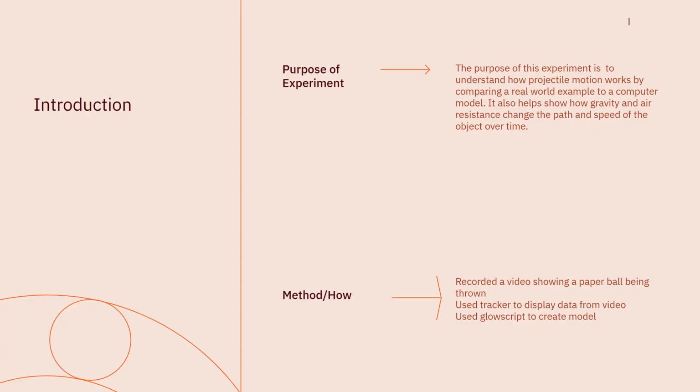Now, secondly, the method. How are we going to do this? Well, it's quite simple. We recorded a video showing one of my colleagues throw a paper ball. We also had a meter stick showing so we could use that to create a reference as to how much space is shown in the video. Then we uploaded that into Tracker to display the data from the video. Furthermore, we also used GlowScript to create the computational model, if you will.